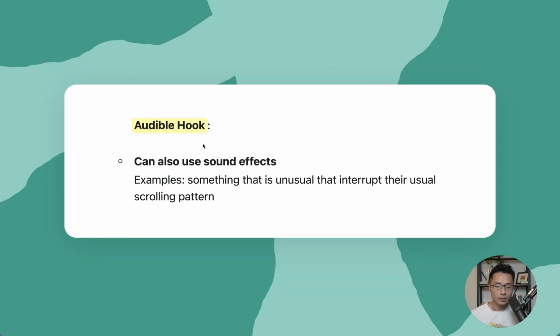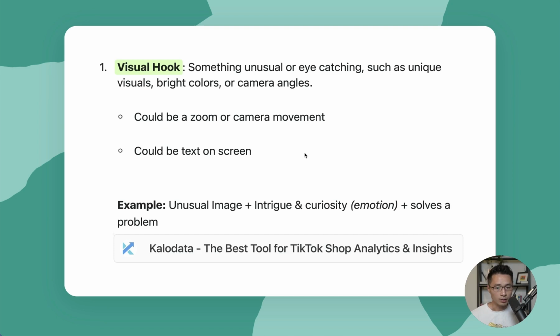Now for the audible hook, it could also be some type of sound effects. For example, you could use something that is unusual, that interrupts the usual scrolling pattern. And next, we're going to talk about visual hook. This is something unusual, eye-catching, such as any unique visual that you could incorporate into your videos, any bright colors or camera angles. It could be a zoom in or camera movement. It could be text on screen.